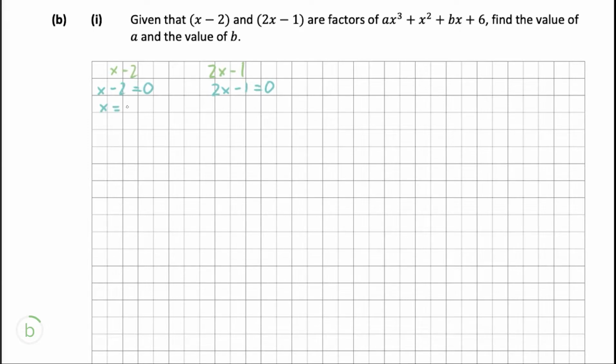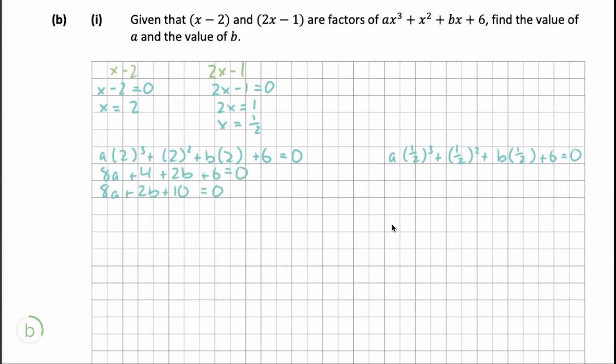So then we get that x is equal to 2. And x is also equal to a half. So now what we're going to do is find two simultaneous equations by subbing each value of x into the equation and letting it equal to 0. So the first equation is pretty simple. Once you multiply it all out, it should look like that. The second equation is a bit more tricky because there are fractions involved.